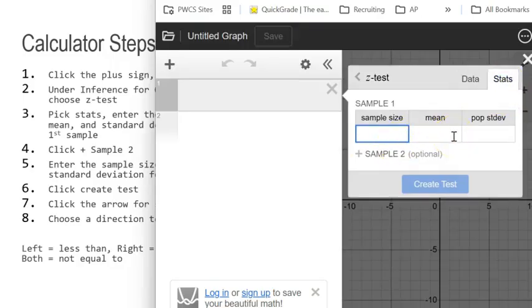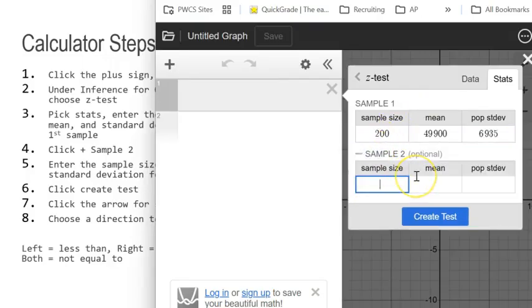So for Georgia, the sample size was 200. The mean was 49,900. Remember, we're not going to put commas in Desmos. They don't like it. And then our standard deviation was 6,935. Then we click our plus sign for sample 2. And in Ohio, the sample size there was still 200. The mean was 51,900. And the standard deviation was 6584.